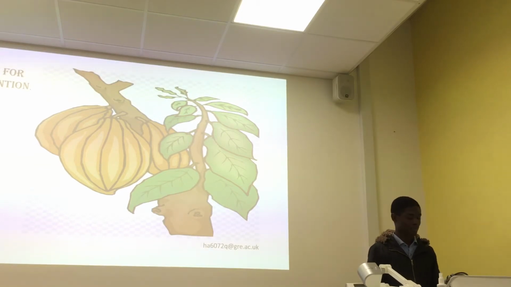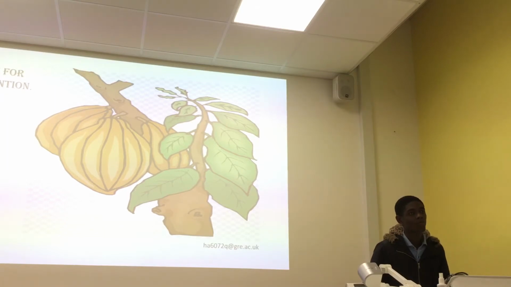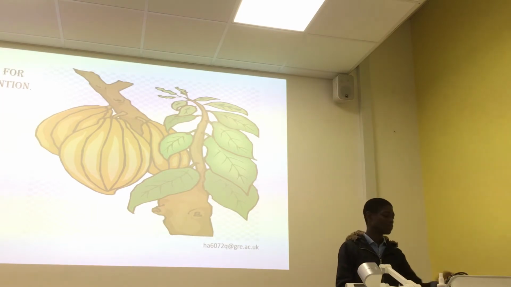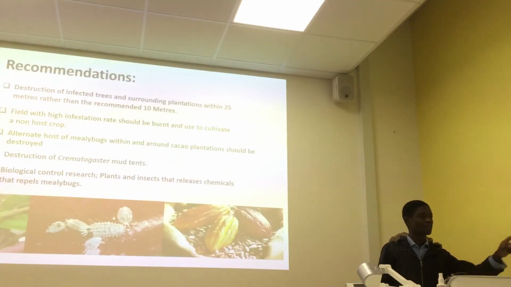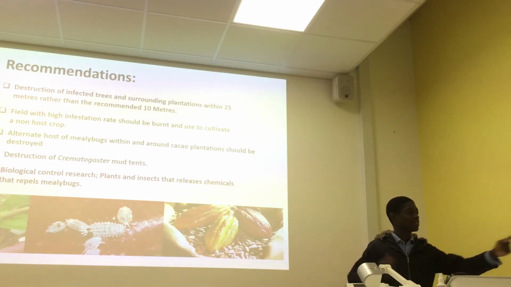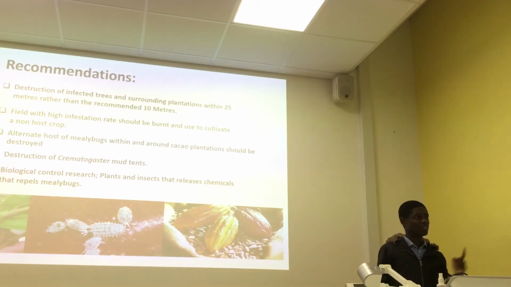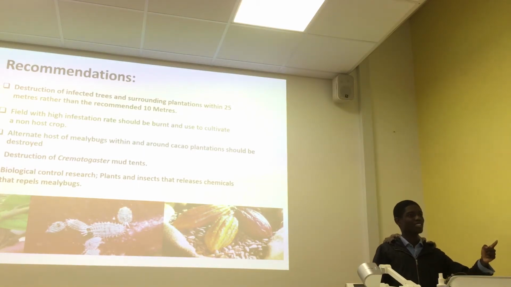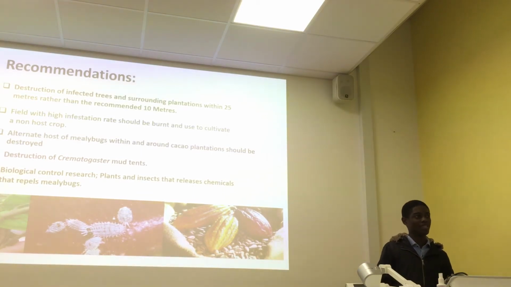Go ahead. You mentioned that there is a recommendation for the destruction of cocoa plants. Yes. Is it that you read it as 25 meters? That's part of my own recommendations. The recommended distance used by the Cocoa Research Institute of Ghana is 10 meters. So I feel like instead of 10 meters, why not increase it, since we know that they have a high proliferation rate? So I think it will work better if we increase the distance.